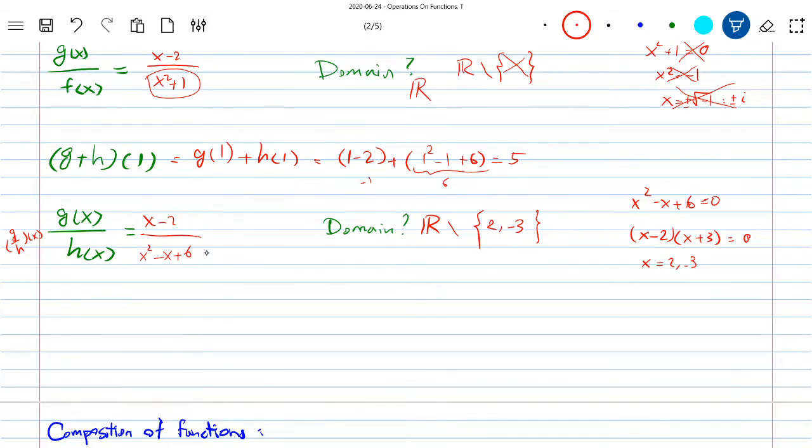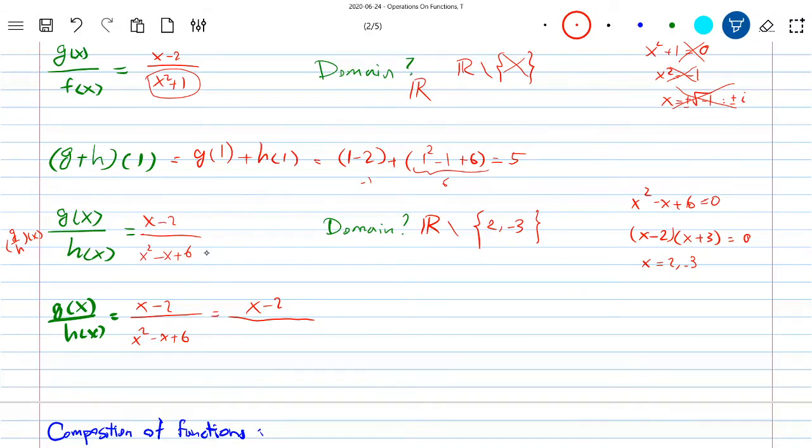But here's the important part. I can simplify this function after I find the domain. So I still have g of x divided by h of x, and what we have is x minus 2 divided by x squared minus x plus 6. This is something that you should be careful about. If you're simplifying a function, you should always find the domain first, then try to simplify.